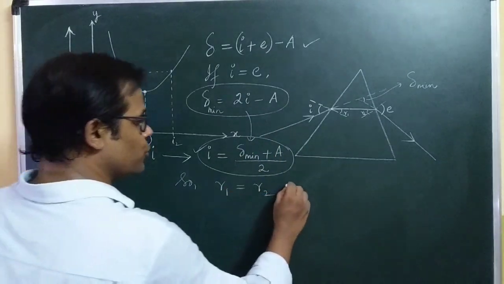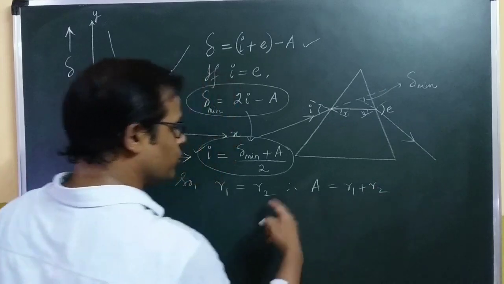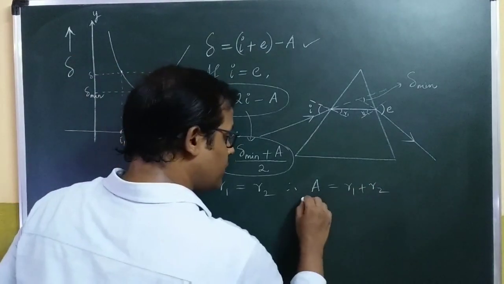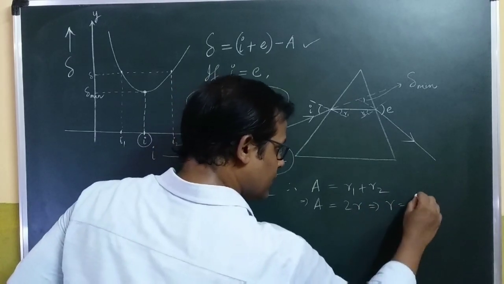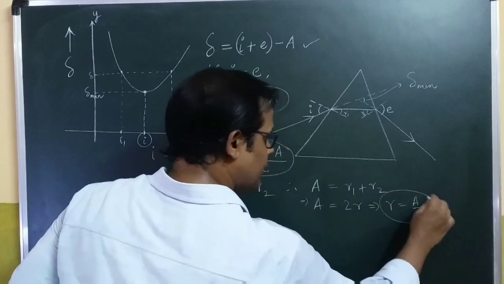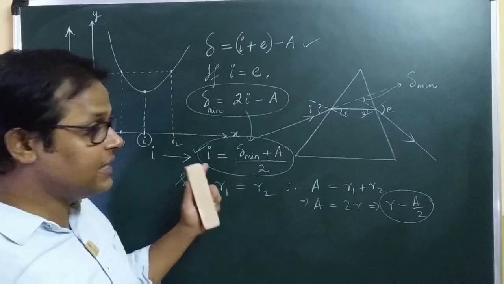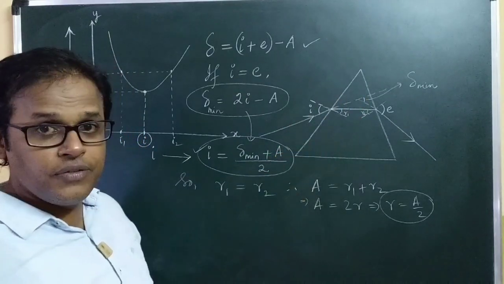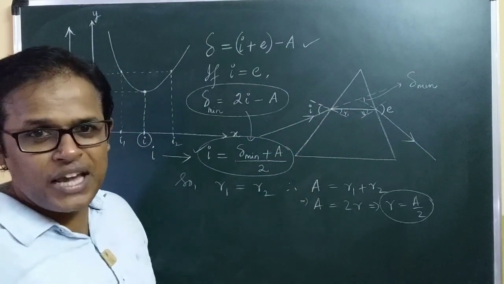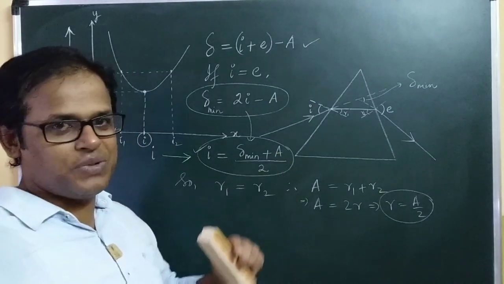So if this is true, therefore we will have A is equal to R1 plus R2, and both are equal to each other. So from here I can write A is equal to 2R, or R can be written as A by 2. So if you know this angle of incidence and if you know this angle of refraction for the minimum angle of deviation, it also helps us to calculate the refractive index of the material of the prism.